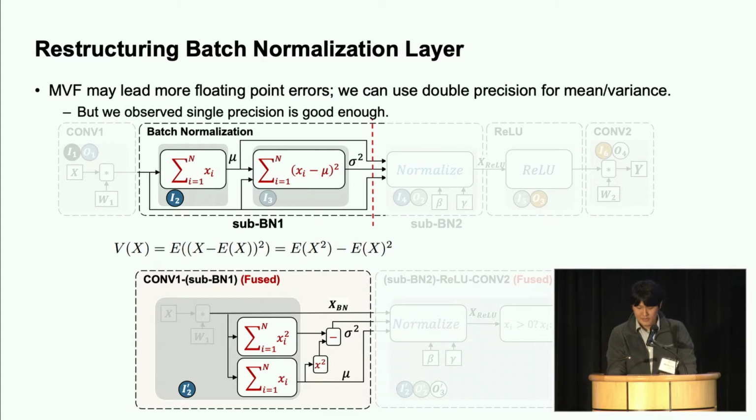In this MVF, since we calculate the sum of squares, it becomes more susceptible to arithmetic errors in floating point, right? So in this case, we can use double precision only for mean and variance storage to avoid error. However, we observe that floating point is good enough to train models with MVF.